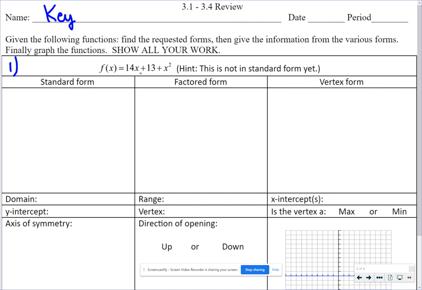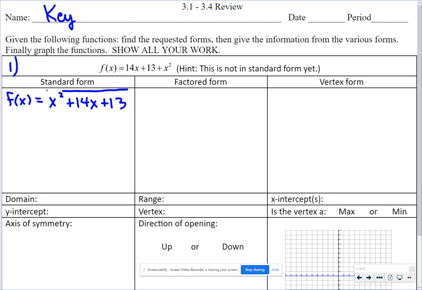Given the following functions, find the requested forms. I need factored form, standard form, and vertex form. I need all those forms. Okay, and then give the information from those different forms and do a graph. So first of all, notice the function is not in standard form yet, but if we make some minor changes, just change the order, we will have standard form. So there's standard form. Y equals ax squared plus bx plus c. A is 1, b is 14, c is 13. Okay, so that's the standard form.